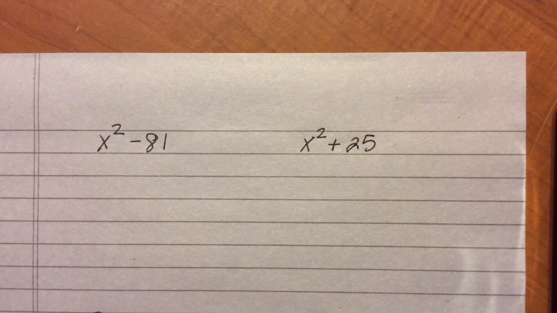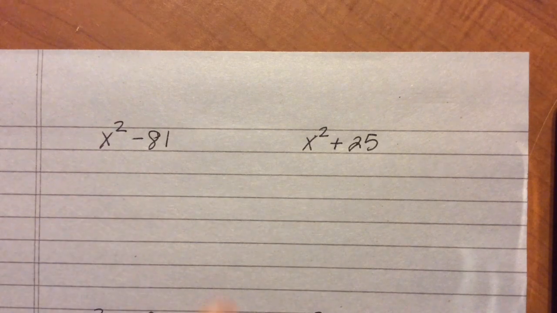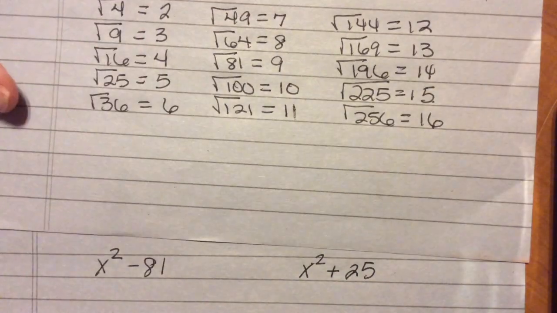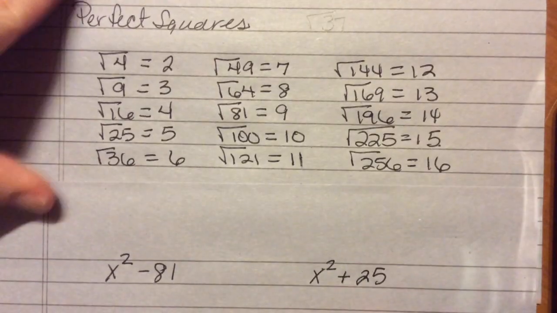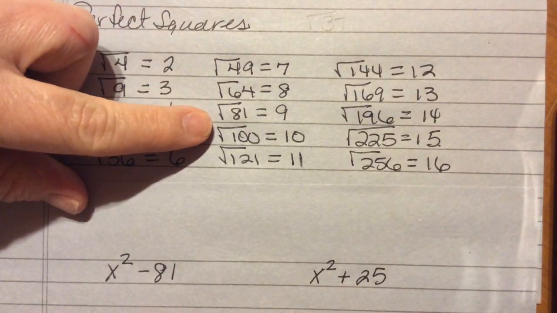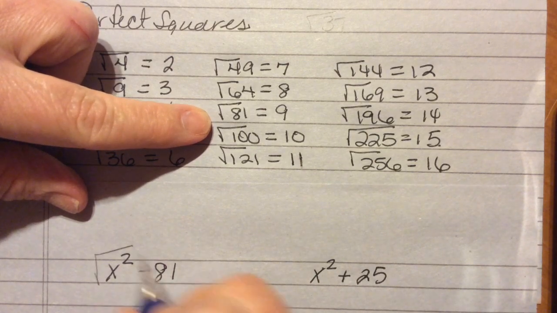Okay? And the thing is, if you recognize that the end, you know, kind of going back to your chart, okay, if I recognize it, I see that 81 is a 9. And so basically what I'm going to do is, I'm going to square root these.